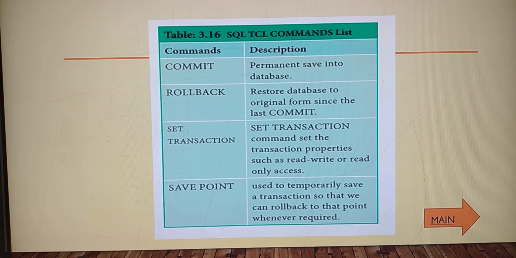Next, it is your save point. What is it going to do? It is going to temporarily save a transaction. So which command is used here to permanently save the details into the database? Yes, you have the commit command. And here you have the save point command. What is it going to do? It is used to temporarily save a transaction.